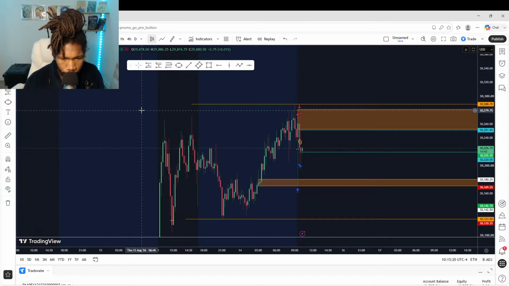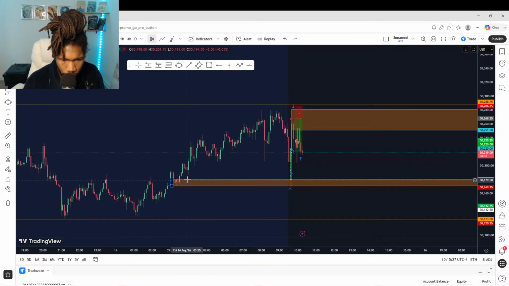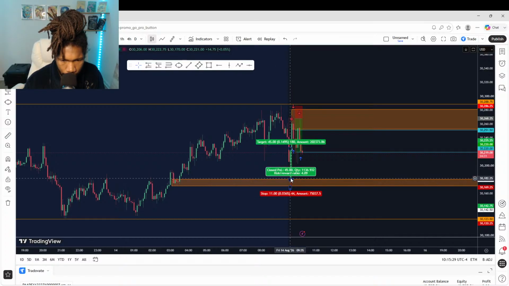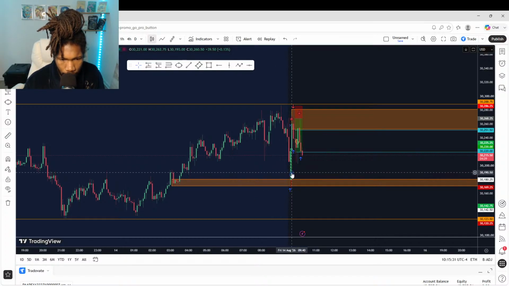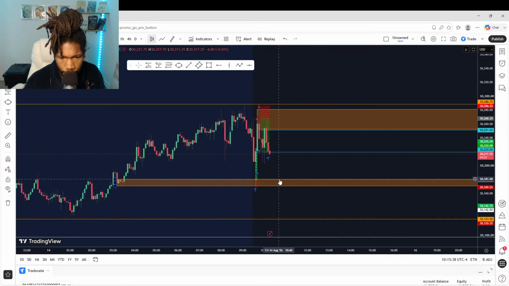I think it was also on the 15. Let's see. Where was it? The 5. Yeah, the 5. There it is. This order block that was never mitigated. So I saw how price was reacting out of here. It came up above that zone, that level. It came back. I entered. Took it up. Bang.